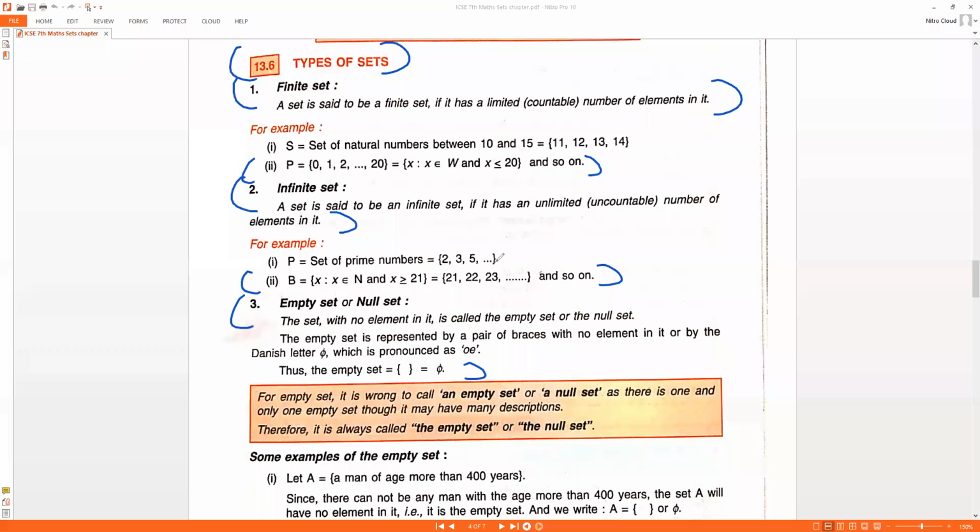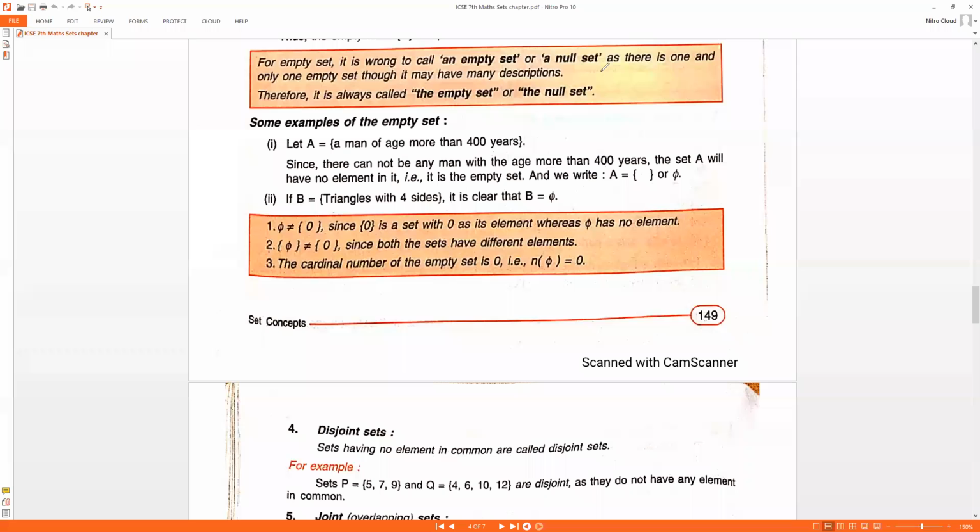For an infinite set we give dots, so it suggests that there are infinitely many members in it. Examples of an empty set: let A be a set in which a man of age more than 400 years could be included. We have no idea if any human being can live up to 400 years, correct? We don't have any data, so we can say it's an empty set.